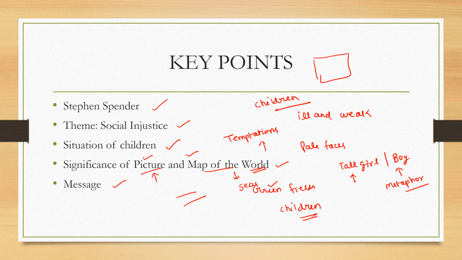Why is not everybody given the chance to study? Why is not everybody given the resources? If we are living in an egalitarian society where everybody is equal, then why is there such discrimination? These are the things which come into the mind of the poet.